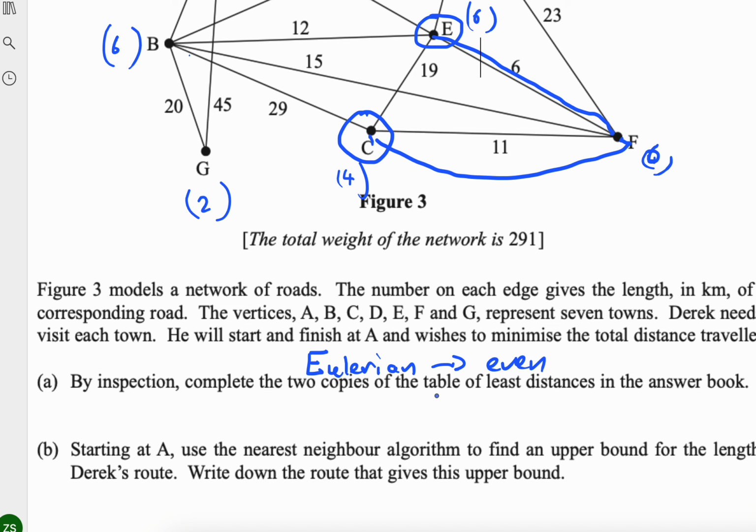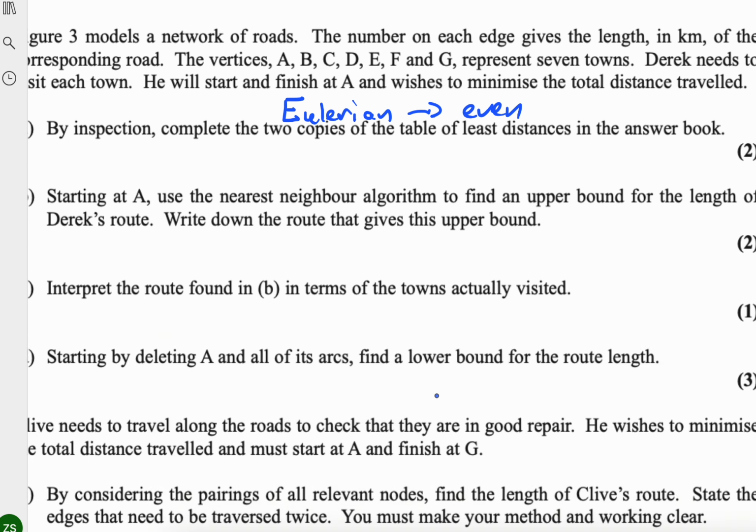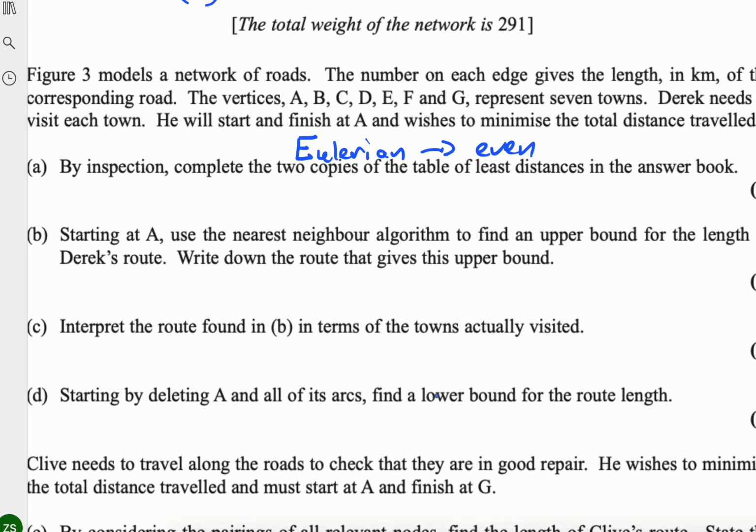So by inspection, oh, hang on. They didn't even ask us to do that. Anyway, we got a little bit ahead of ourselves. By inspection, complete 2 copies of the table of least distances.